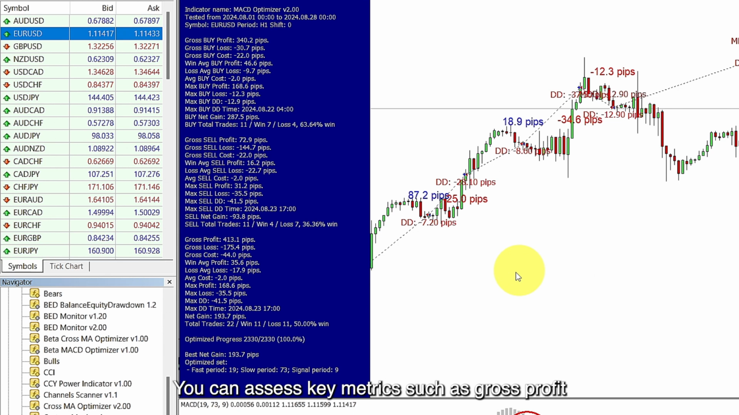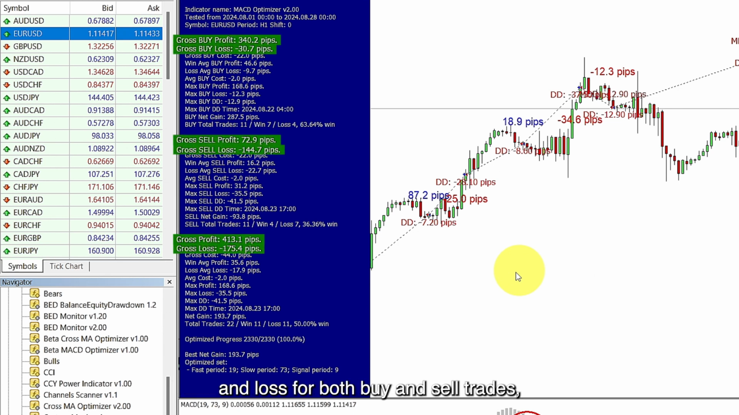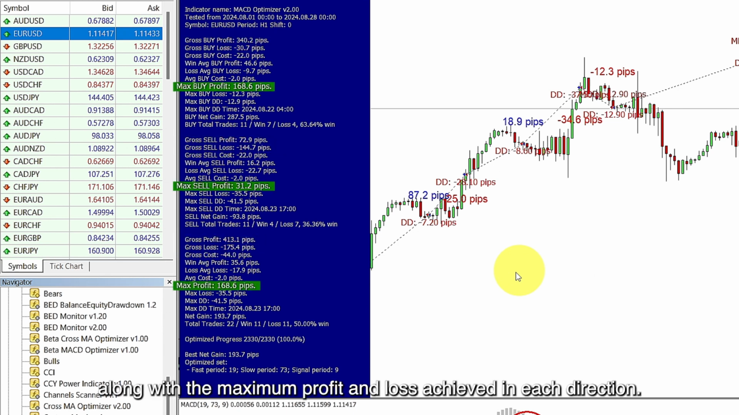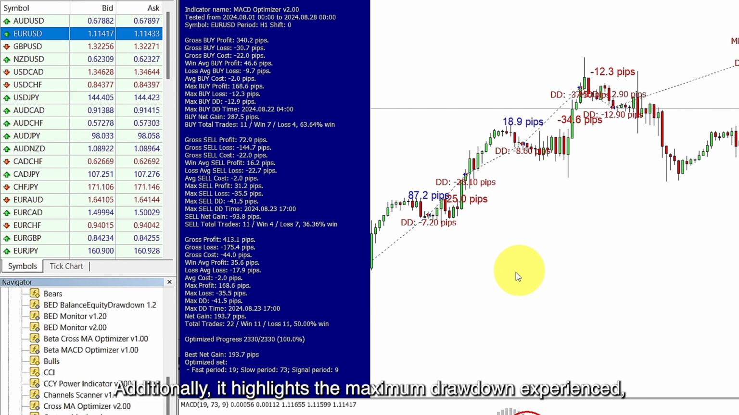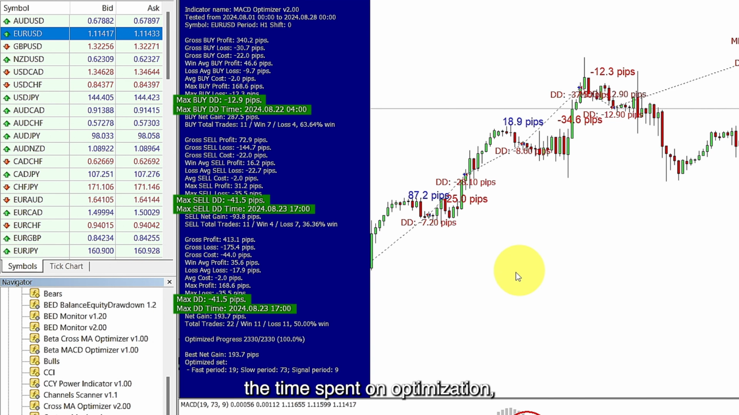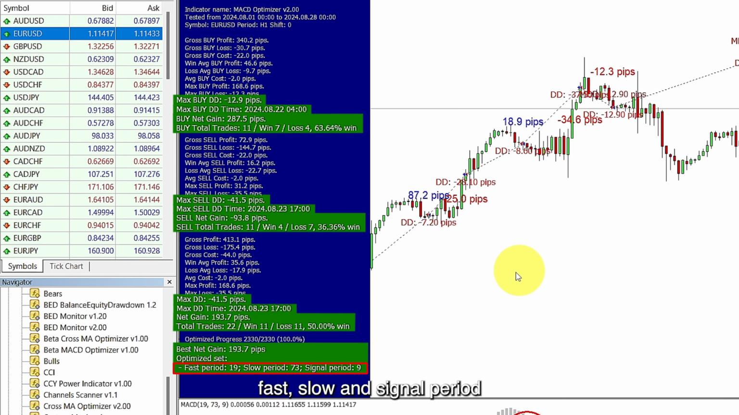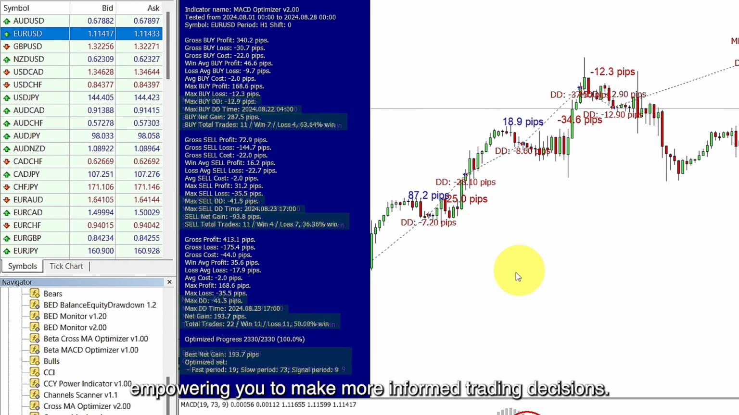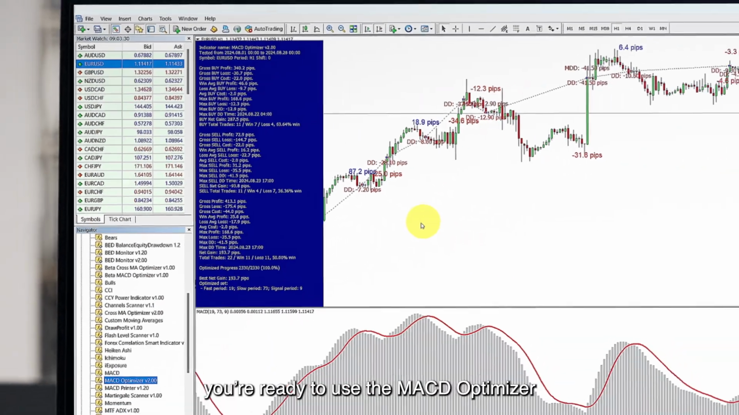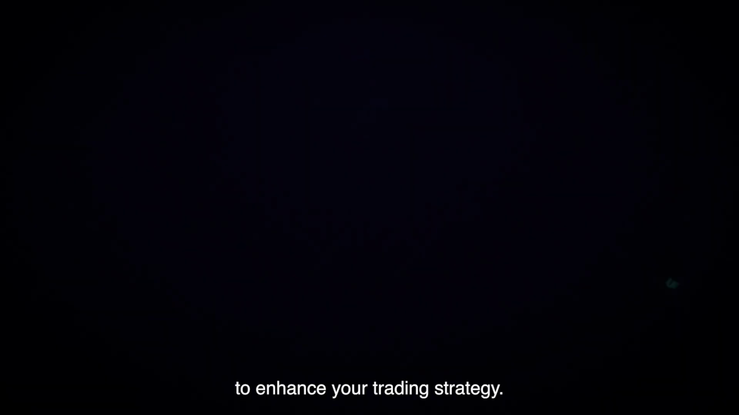You can assess key metrics such as gross profit and loss for both buy and sell trades, along with the maximum profit and loss achieved in each direction. Additionally, it highlights the maximum drawdown experienced, the time spent on optimization, and the total number of trades executed. The above results are based on the optimal parameter combinations for fast, slow, and signal period calculated by the MACD optimizer. These insights furnish you with valuable information, empowering you to make more informed trading decisions. Now, you're ready to use the MACD optimizer to enhance your trading strategy.